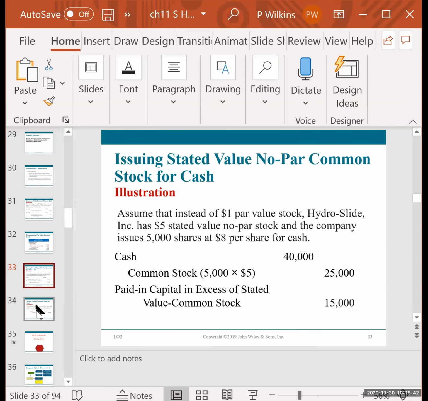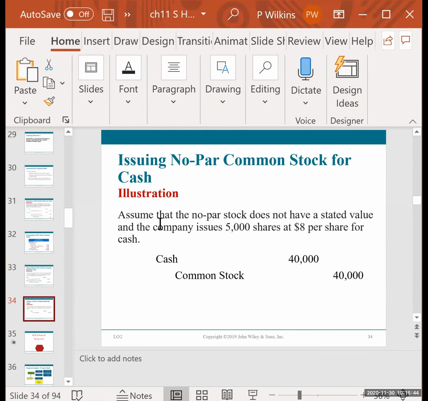All right, so let's go to the next slide. Assume that the no par stock does not have a stated value and the company issues 5,000 shares for $8 a share. It's very simple. This is like how you did it before. It would be 5,000 shares times $8 a share is $40,000. You would debit cash $40,000 and you would credit common stock $40,000. Okay.